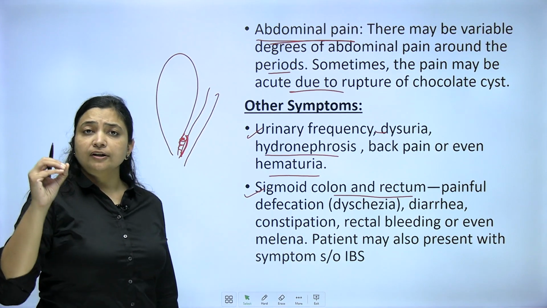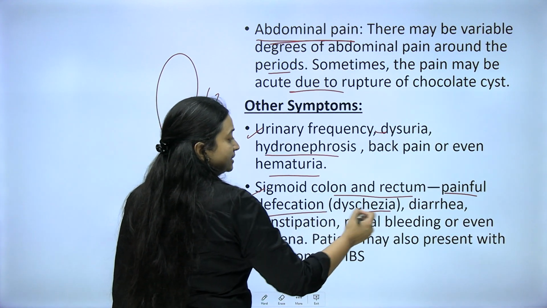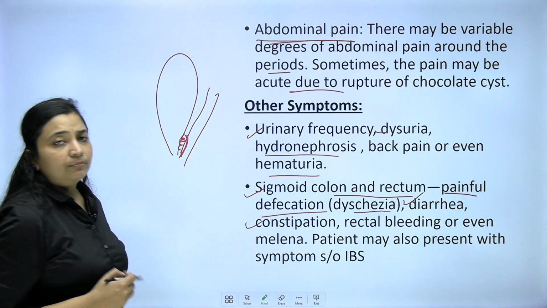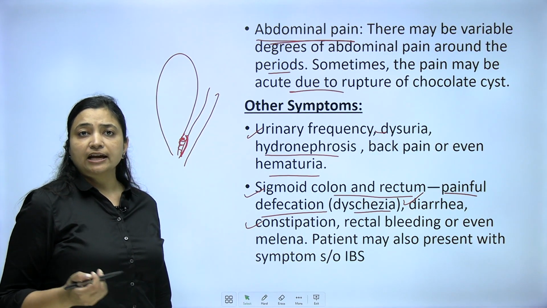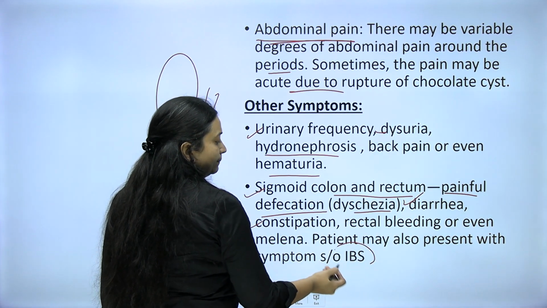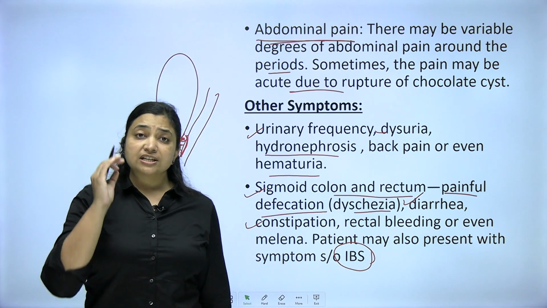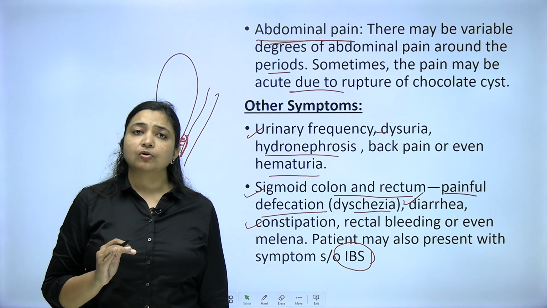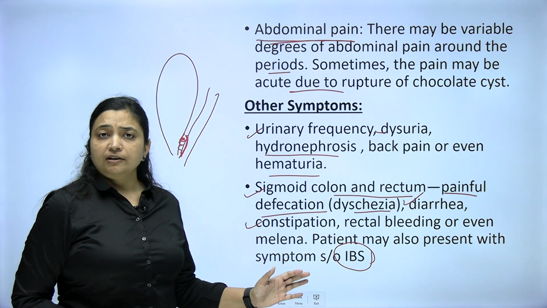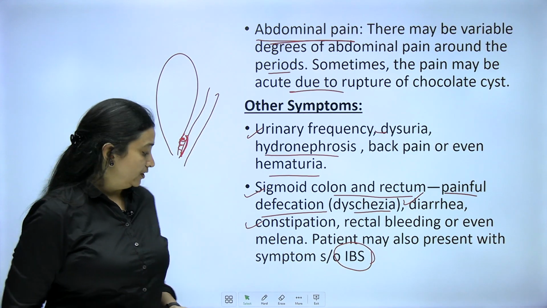The patient will give you a typical complaint of painful defecation, dyschezia, sometimes diarrhea, sometimes constipation, rectal bleeding, or even melena, blood in the stools during the time of periods. Patient may also present with symptoms of irritable bowel syndrome. So history taking is very important to just make a picture that what part of the body is involved and up to what extent. So depending on the organ involved, there could be various symptoms which patient can complain of.